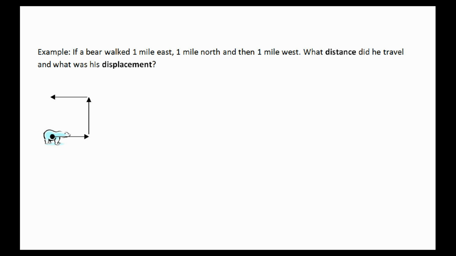Here is an example. If a bear walked 1 mile east, 1 mile north, and then 1 mile west, what distance did he travel and what was his displacement? The distance traveled is the actual distance walked by the bear. The bear walked 3 miles. His displacement is how far he ended up from where he started and in what direction. His displacement then is 1 mile north of where he started.